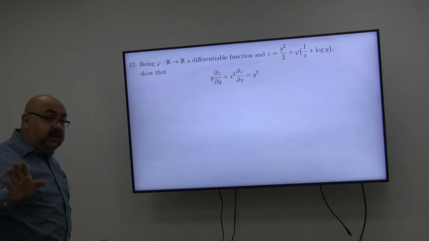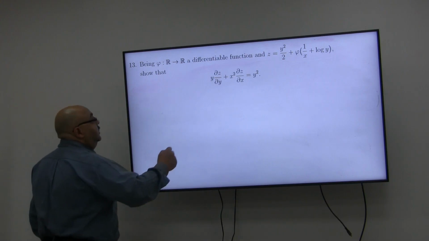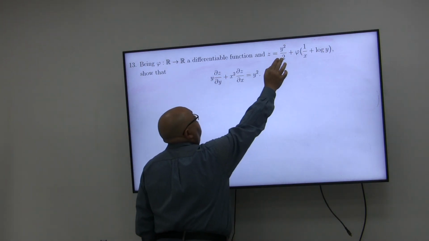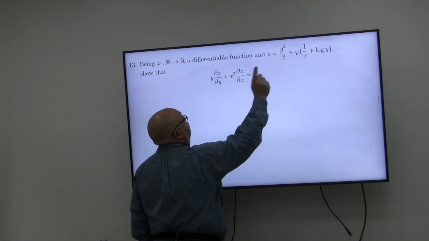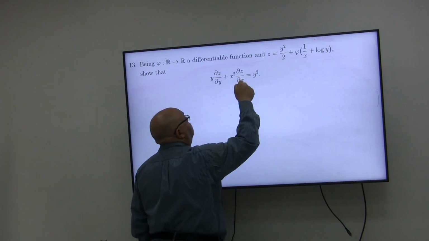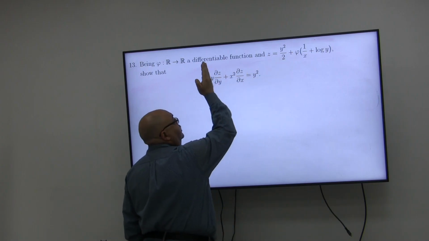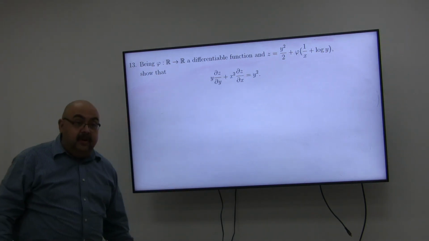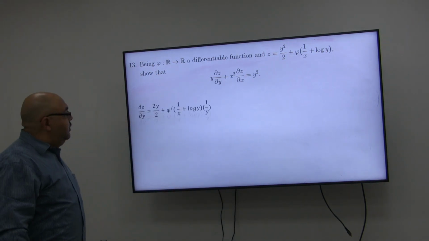All I have to do is get partial z, partial y. I will differentiate this function, partial z, partial y. Then I will differentiate this function, partial z, partial x. I will substitute in this part, and the result will simplify to y squared. Do you read me? So it's very, very simple.